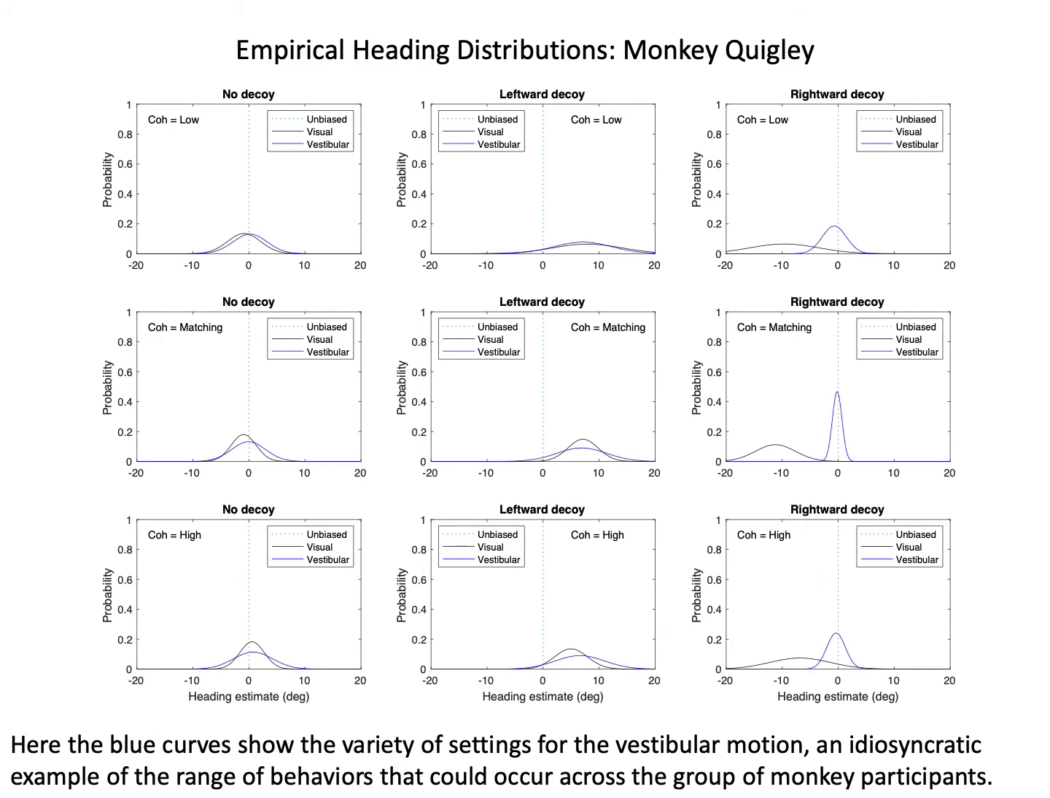Here the added blue curves show the settings for the vestibular motion, alone and with the decoy motion of the ball, in the same format. Curiously, for this monkey, the leftward decoy induced similar compensatory effects as for the visual flow field, but the rightward decoy settings were almost unbiased and somewhat narrower than without the decoy motion. This is an idiosyncratic example of the range of behaviors that could occur across the group of monkey participants.